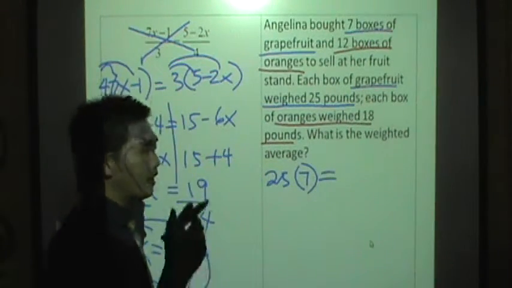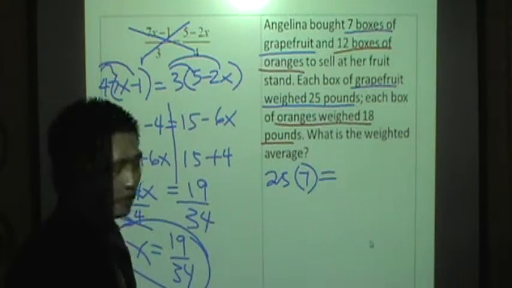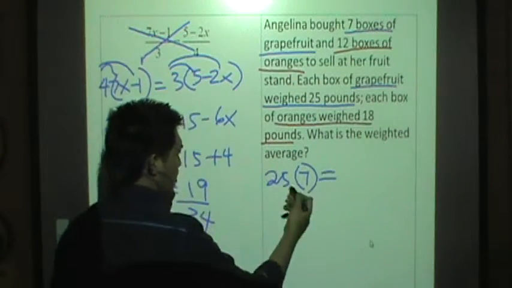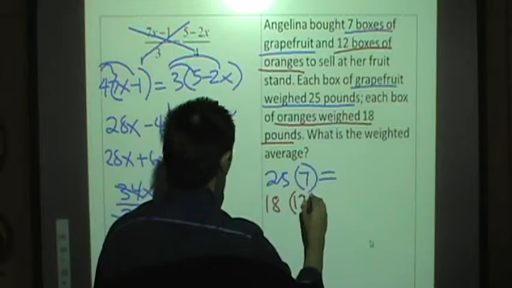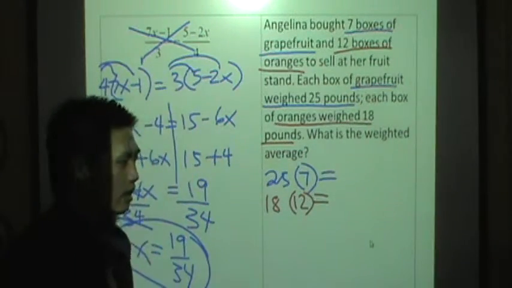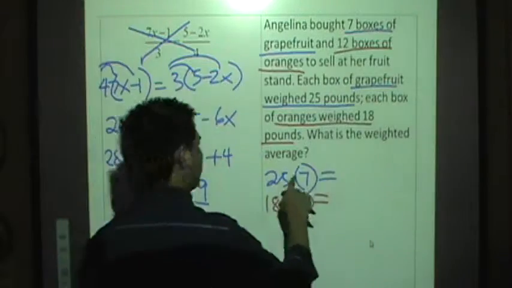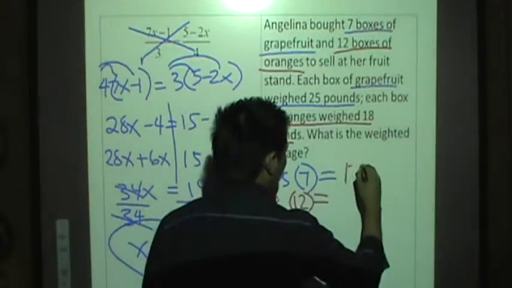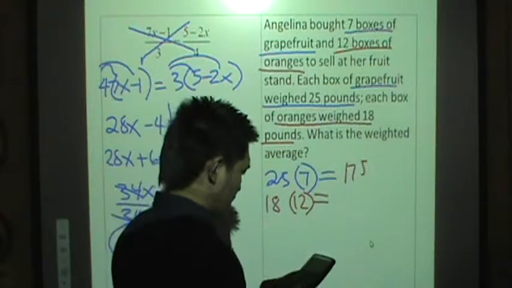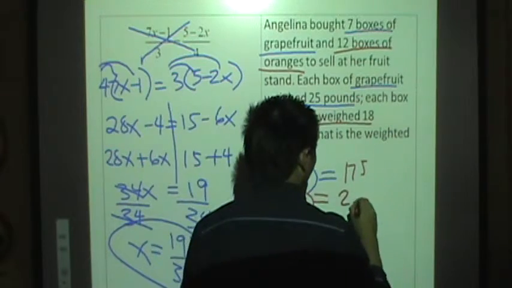Again, if you want, you can add 18 plus 18 plus 18, 12 times. Using the same concept as 25 times 7, why don't we just have 18 times 12, since there are 12 boxes. Now using your calculator, help me out with 25 times 7 and then 18 times 12. 25 times 7 is 175. 18 times 12 is 216.